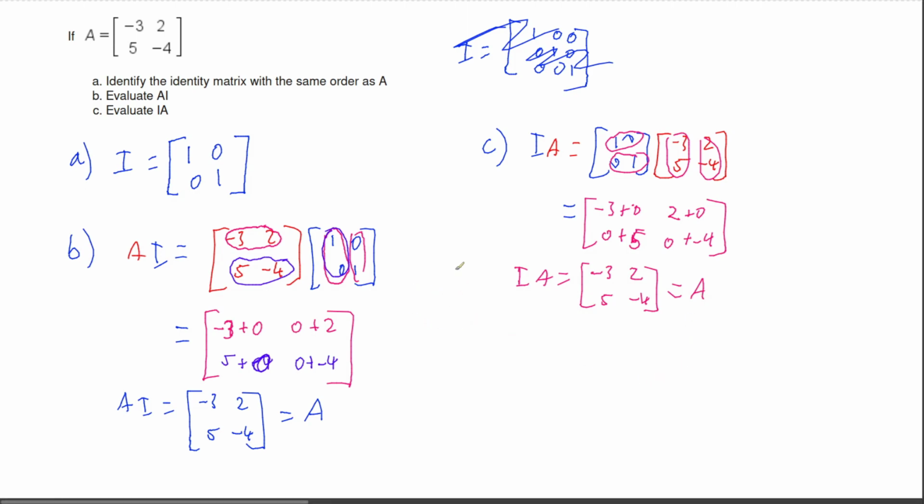And that's the whole point of the identity matrix, that any matrix multiplied by the identity matrix is just itself. It's the matrix equivalent of multiplying by 1. Things like 2 times 1 is just 2. The other thing to note is multiplying by the identity matrix is commutative. It doesn't matter whether you pre-multiply, like we did here, or post-multiply, like we did here.